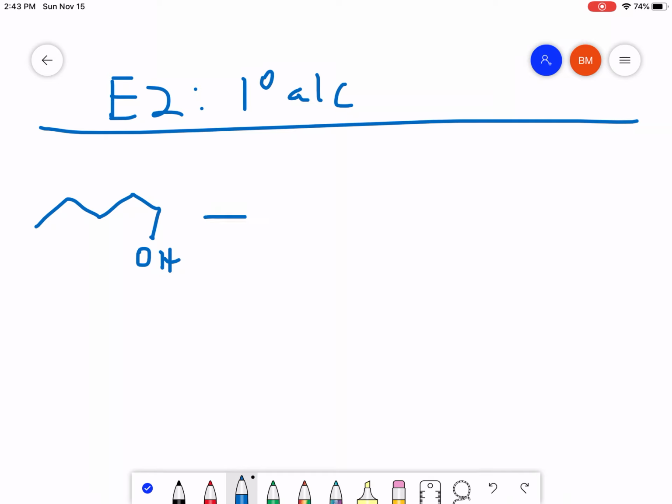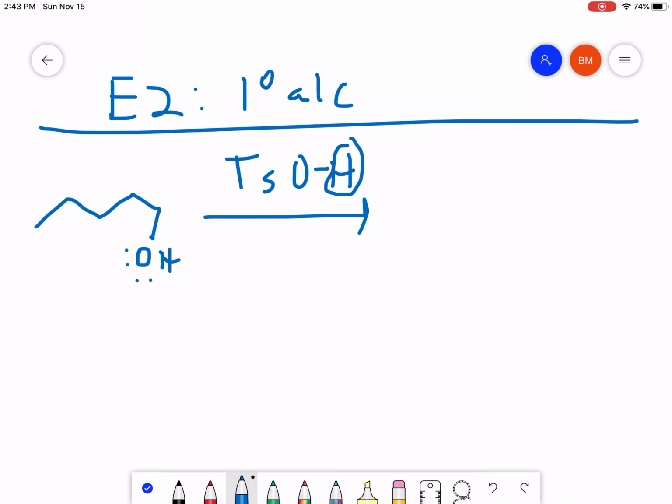Okay? I'll use TsOH just to make sure I'm not leaning too much on sulfuric acid. Okay. All right. So the first step, before we even get to the elimination, remember we have to prepare the OH. We got to turn it from a bad leaving group into a good leaving group. We have a strong acid, right? What do strong acids like to do? They like to give up protons. Well, the proton needs somewhere to go.